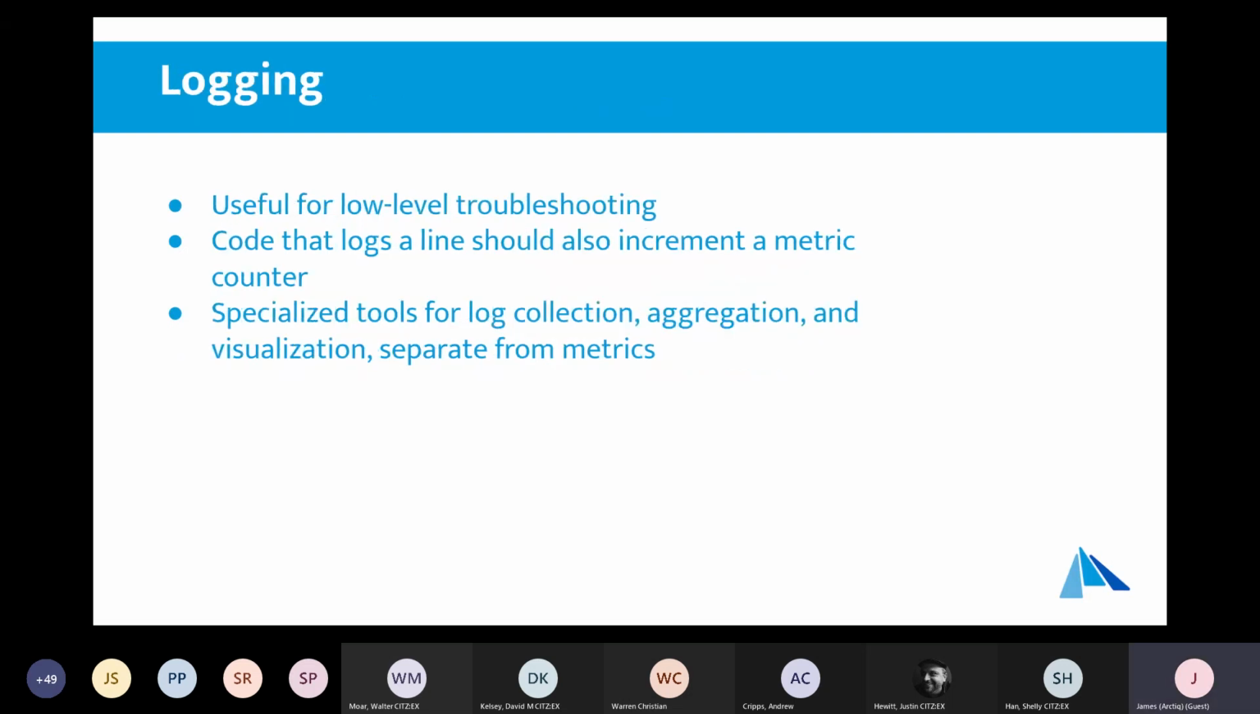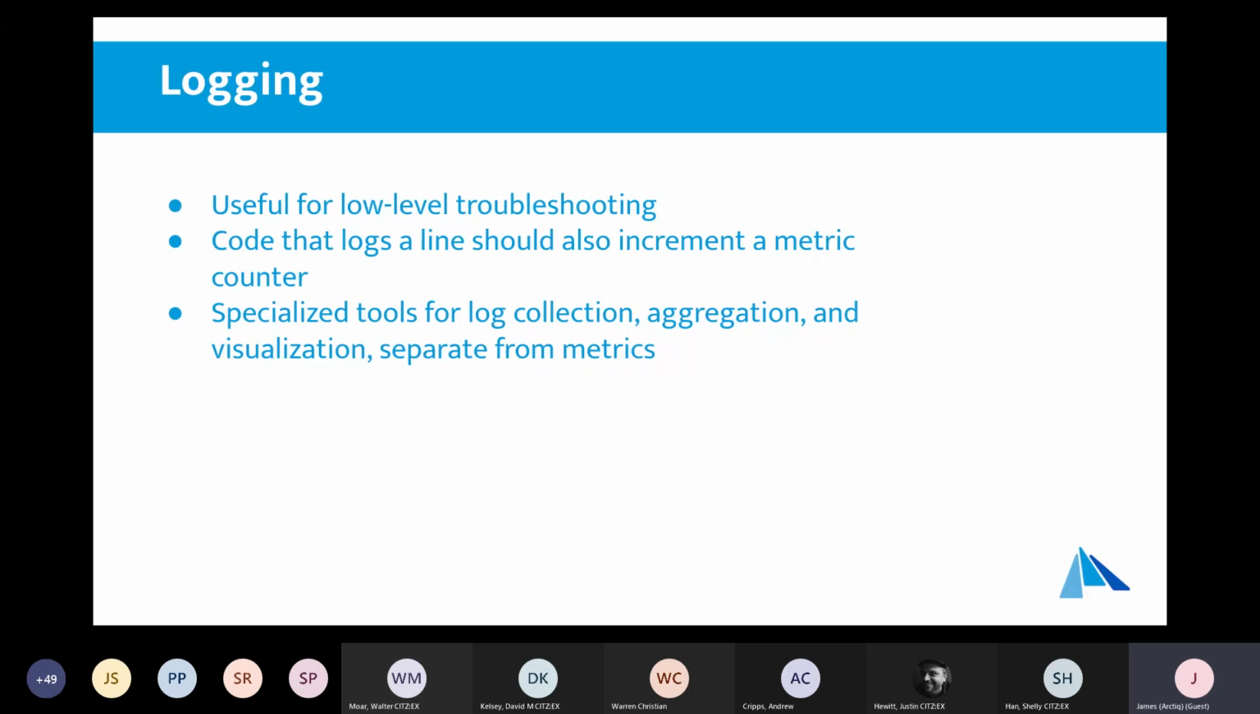So finally, I thought I'd mention logging. A lot of people put logging and monitoring together, but logging to me is something completely different. Logs are very useful for low-level troubleshooting, but collecting, analyzing, and visualizing logs is an entirely different topic and set of tools from metric data. The volume of data in logs is typically orders of magnitude greater than metric data, and it can be really erratic.